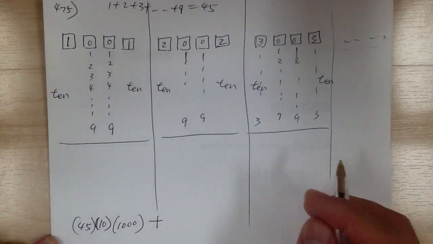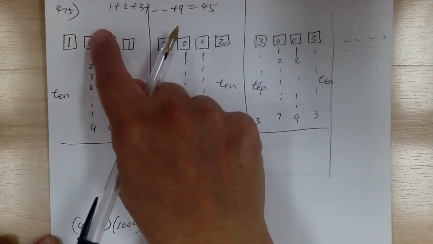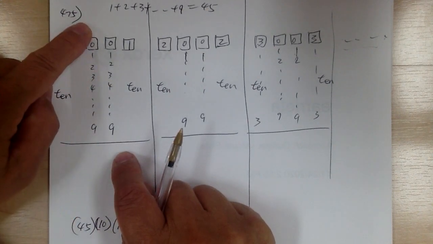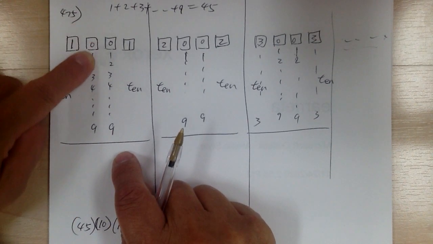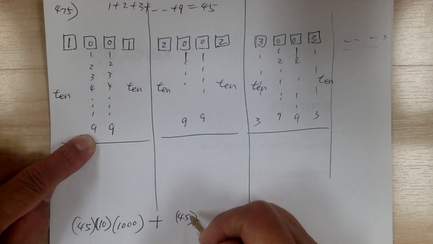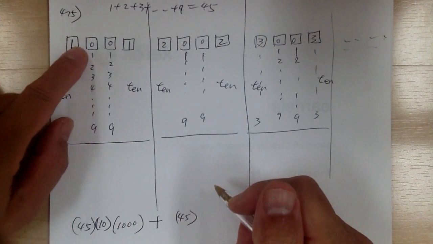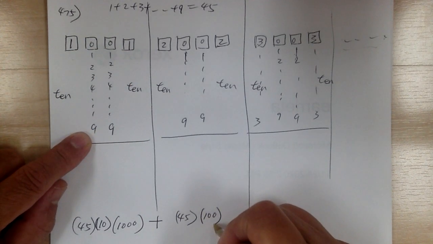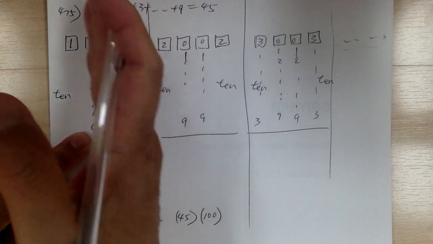Now plus the second digit. Okay, the second digit you have to do it vertically. So you add from 0 to 9. Okay, so that's 45. And this is 100th place, so you times it by 100. Okay, and there are 9 of them, right?